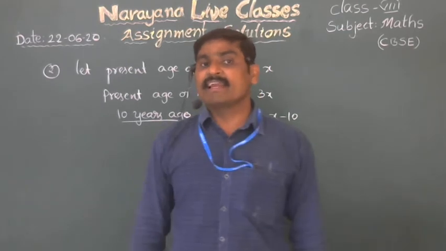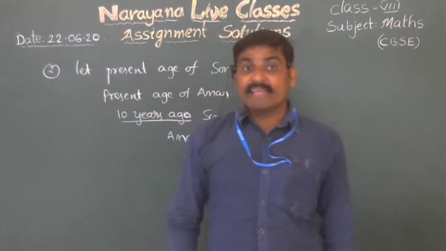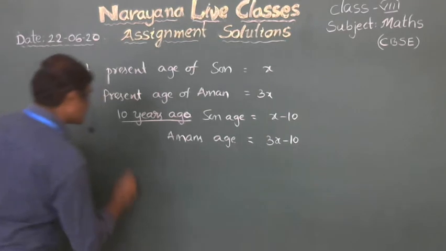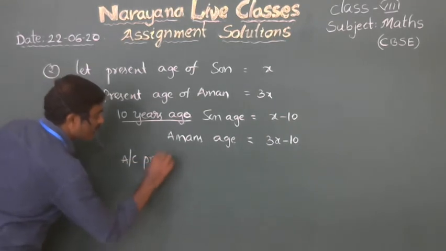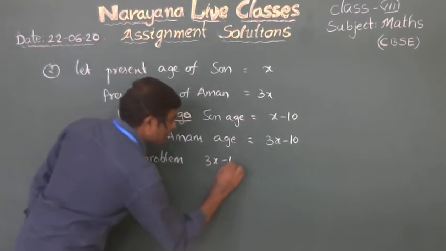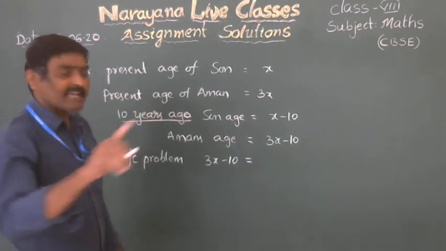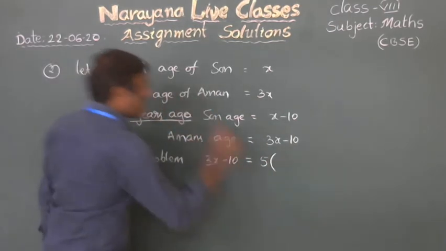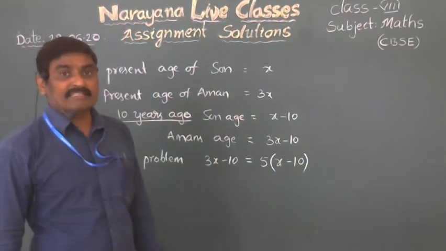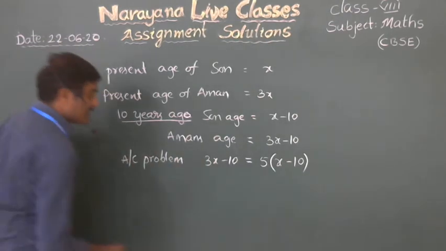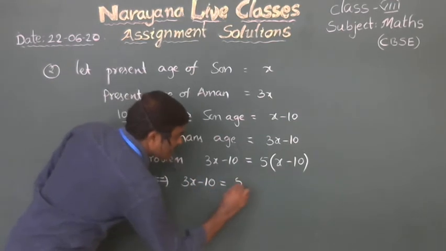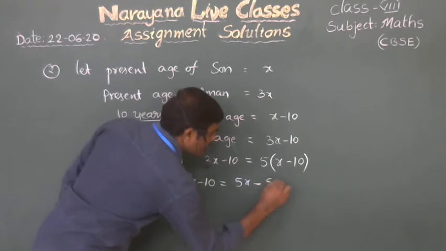Now here the relation between the ages 10 years ago is given. 10 years ago he was 5 times his son's age. That means according to the problem, 10 years ago Aman's age 3x minus 10 is 5 times his son's age, 5 into x minus 10. So 3x minus 10 is equal to 5 into x minus 10. Now let us simplify this equation. This implies 3x minus 10 is equal to 5x minus 5 into 10, which is 50.